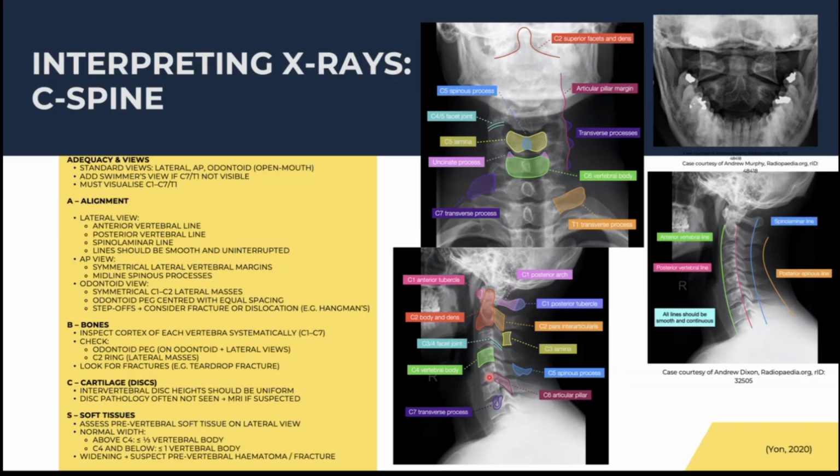And then looking at soft tissues, you want to assess your prevertebral soft tissue on the lateral view. So the normal width of this, if it's above C4, should be equal to or less than a third of a vertebral body. So you'll measure a vertebral body and see how far that is into this up here. And if you're looking at C4 and below, it should be equal to or less than one vertebral body, so around here. And if you can see any widening, then you can suspect some sort of prevertebral hematoma or fracture, which could indicate that.